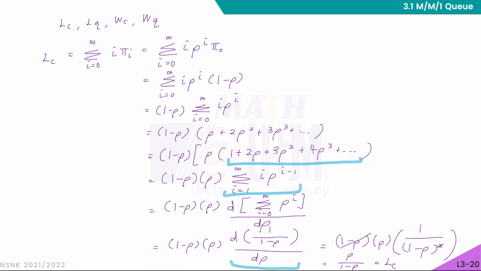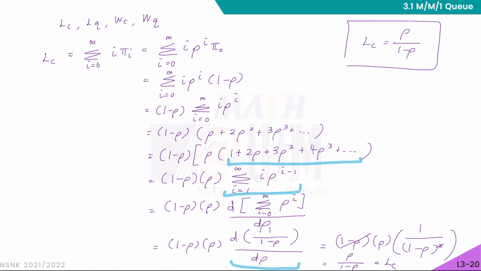So your LS equals rho over 1 minus rho, where rho is lambda over mu. If you're asked about the average number of customers in the system of M/M/1, you just substitute the value of rho over 1 minus rho.